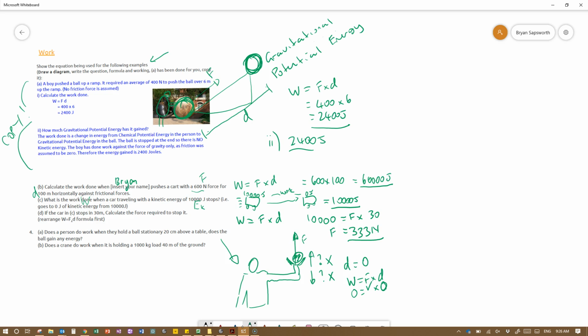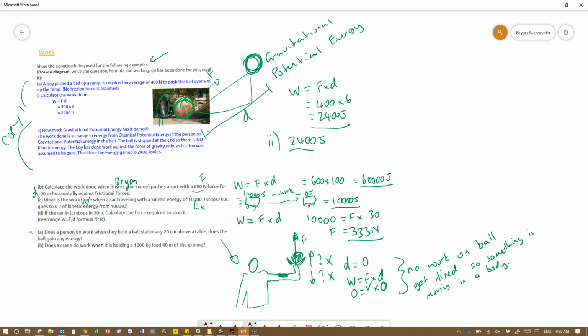Does the person do any work? Well, there's no work on the ball, but we know that you get tired. So something is moving in the body. In fact, what happens is your muscles will relax and then tighten up, relax, tighten up, relax, tighten up. And that will move the ball very slightly. So there will be some work done because you won't be able to do it perfectly.